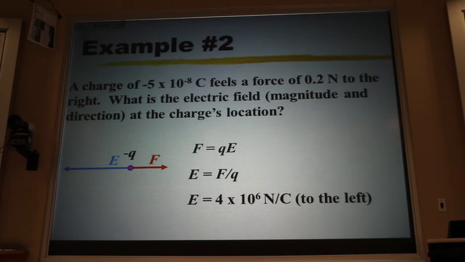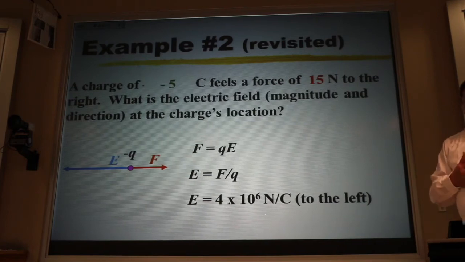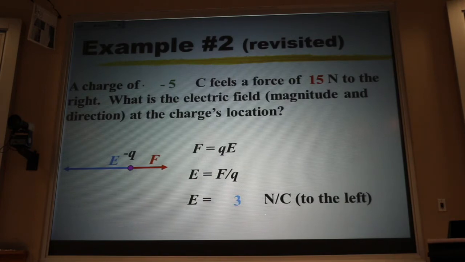Okay? Now again, these numbers are realistic for the lab, but not helpful to us. What if we made that -5 coulombs and the force was 15 newtons? Well, if I had to split up those 15 newtons amongst those 5 coulombs, each coulomb is going to get a push of 15 over 5, or 3 newtons for each coulomb. That's all it is. It's just like a rate, just like the price of gasoline. Okay? That's what we mean by electric field.